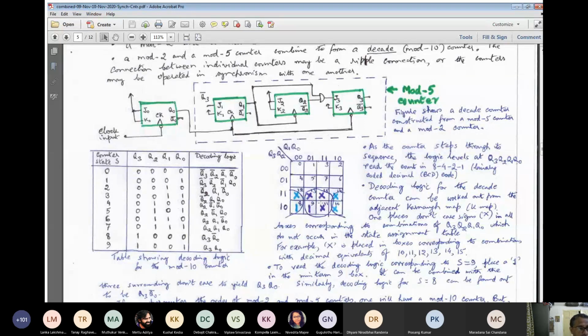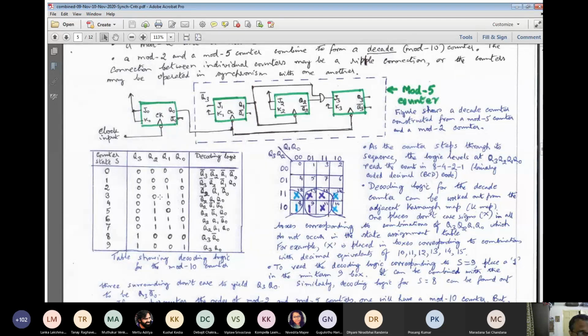We also need to know that out of the 2 to the power 4, or 16 combinations, only 10 are used. So 6 are unused. Those unused states we can mark as don't care, or X, in the proper cells. Then it helps us optimize the decoding logic for some of the states. Mind you, not all the states. For example, these 10 states are mutually exclusive in time.